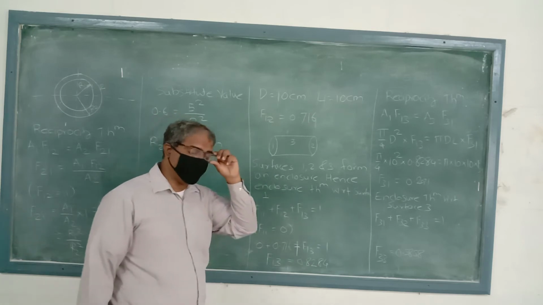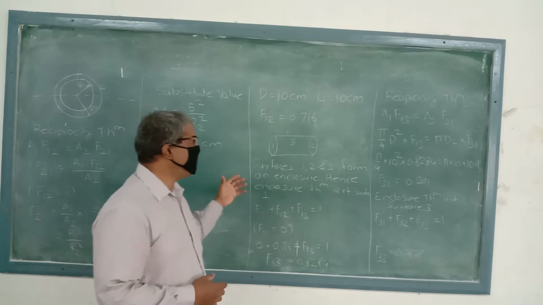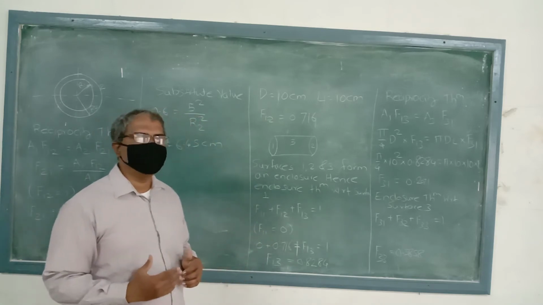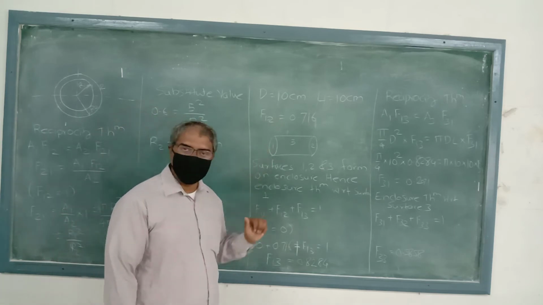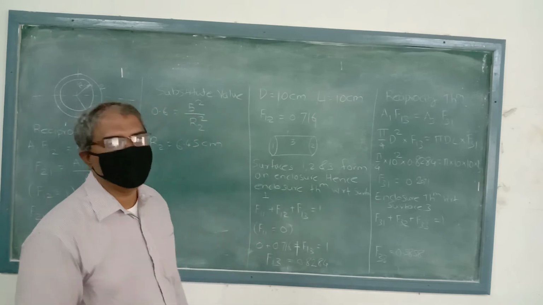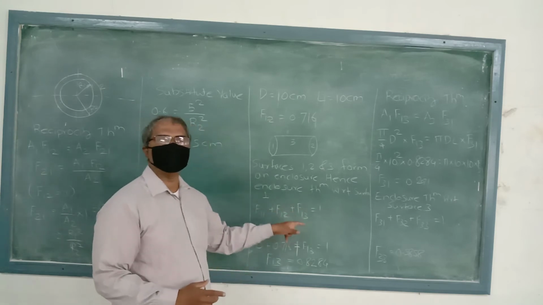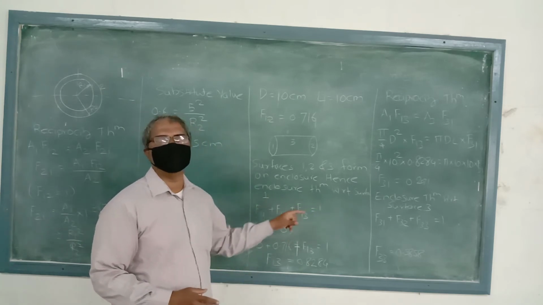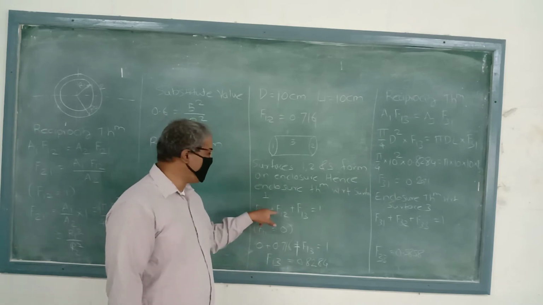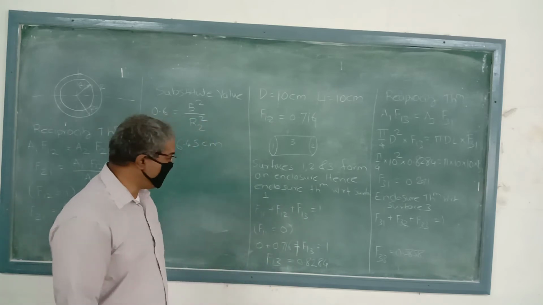Now these surfaces 1, 2, 3, we are going to consider as an enclosure. So we are going to apply the enclosure theorem with respect to surface 1. Whenever we apply the enclosure theorem with respect to 1, that is F1 to 1, F1 to 2, F1 to 3, the addition of all three is equal to 1. So we write F1 to 1 plus F1 to 2 plus F1 to 3 is equal to 1.